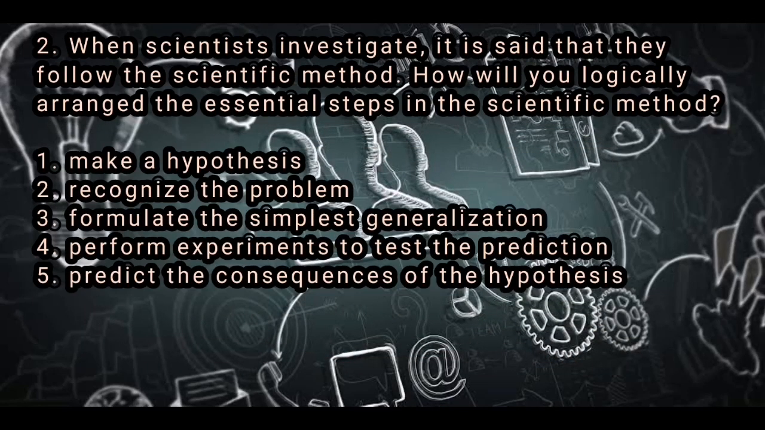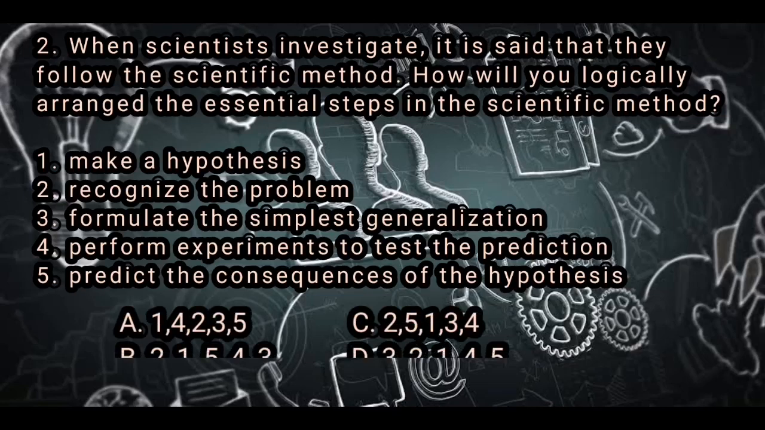2. When scientists investigate, it is said that they follow the scientific method. How will you logically arrange the essential steps in the scientific method? 1. Make a hypothesis. 2. Recognize the problem. 3. Formulate the simplest generalization. 4. Perform experiments to test the prediction. 5. Predict the consequences of the hypothesis.